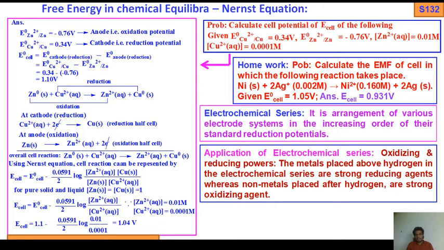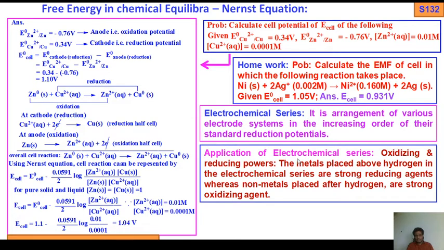Now come to the point, electrochemical series. Electrochemical series is the arrangement of various electrode systems in increasing order of their standard reduction potential. These are the standard reduction potential values. So, the application of electrochemical series. In the next slide, I will show the electrochemical series chart.